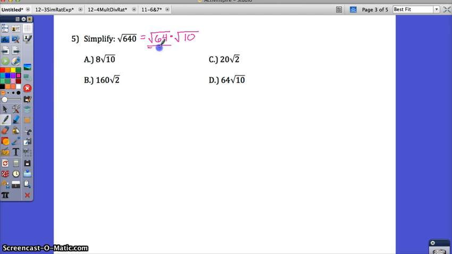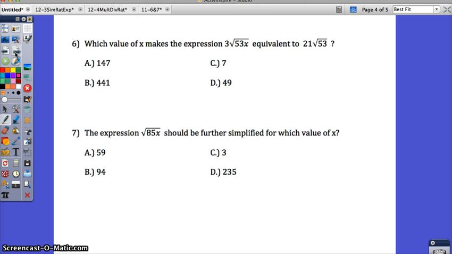The square root of 64 is 8. 8 comes out of the square root. The square root of 10, 10 is not a perfect square. The factors of 10 are 2 and 5. Neither of those are perfect squares. So I can just leave it as 8 square roots of 10. The square root of 640 simplifies down to 8 square roots of 10. Look for those perfect squares.